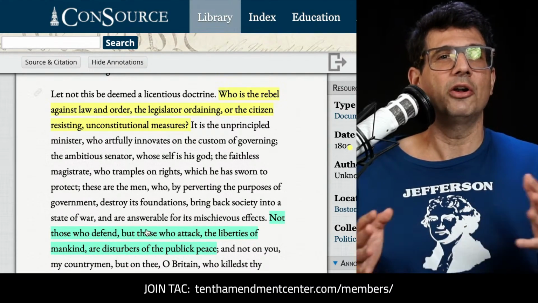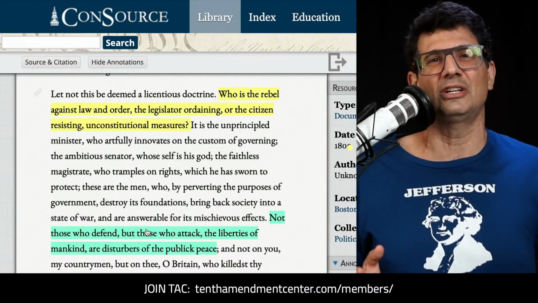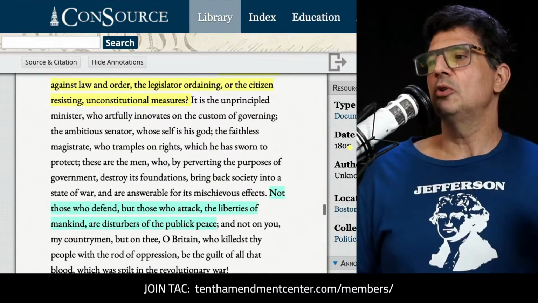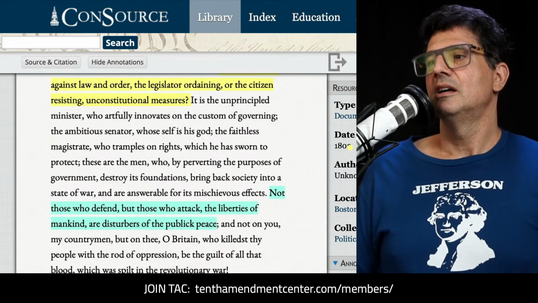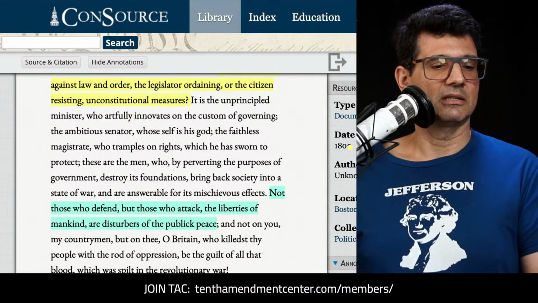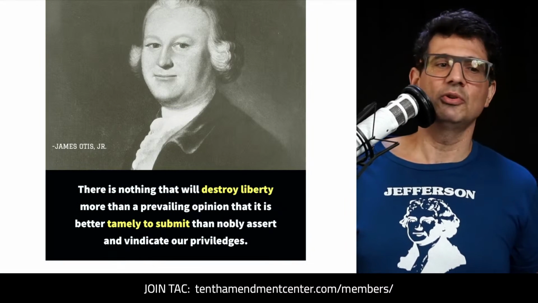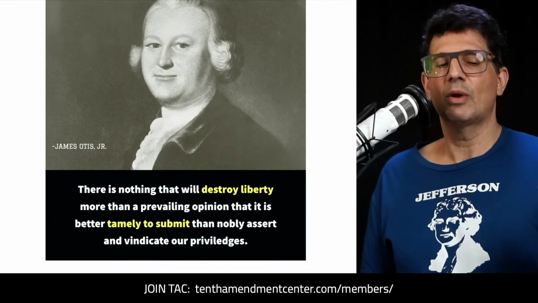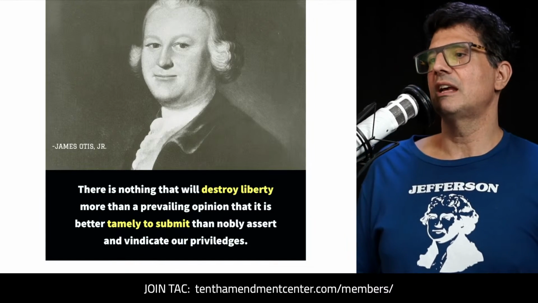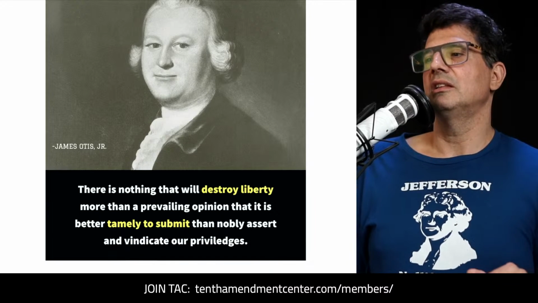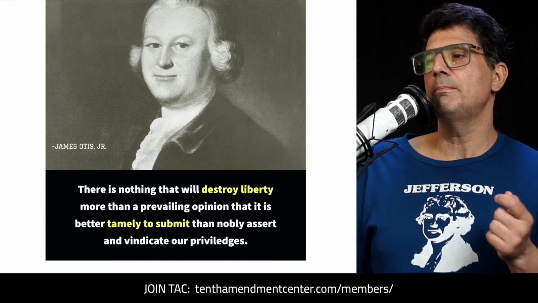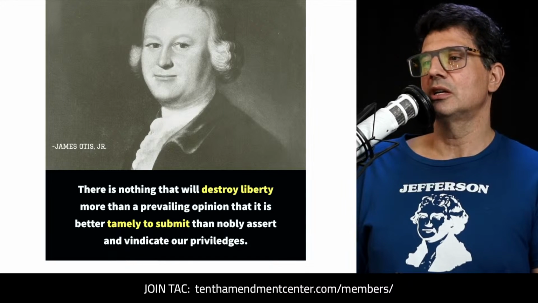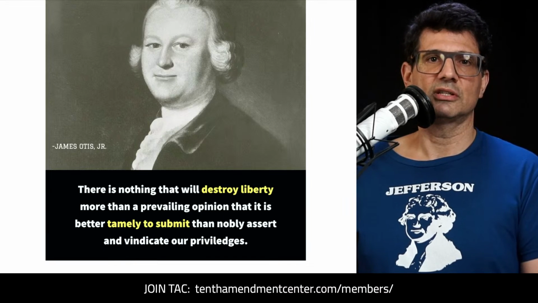The people who are law and order are the people who are defying the unconstitutional acts of government, the arbitrary power, the usurpations. He said, not those who defend, but those who attack the liberties of mankind are disturbers of the public peace. And that brings me back to James Otis Jr., because we can keep hammering on his views, especially from the early part of the American Revolution, writing here as Freeborn American in April of 1767. There is nothing that will destroy liberty more than a prevailing opinion that it is better tamely to submit than nobly assert and vindicate our privileges.